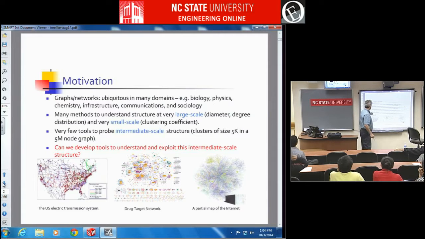There's not a lot of tools for understanding what I'll call intermediate scale structure. 5,000 nodes, 10,000 nodes, 100,000 nodes. And you can tell yourself a story, maybe small clusters cluster together into bigger clusters, and there's some hierarchy and so on. That's an empirical claim. Maybe it's true, maybe it's not. Could you test that empirical claim?